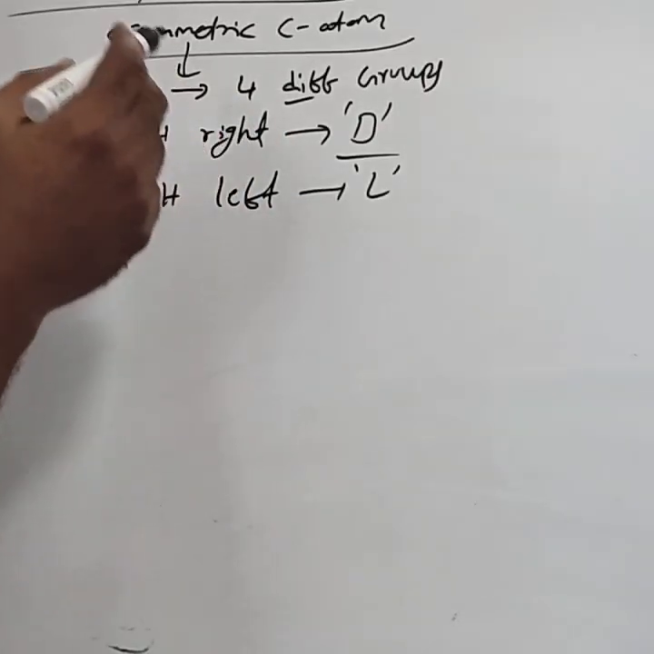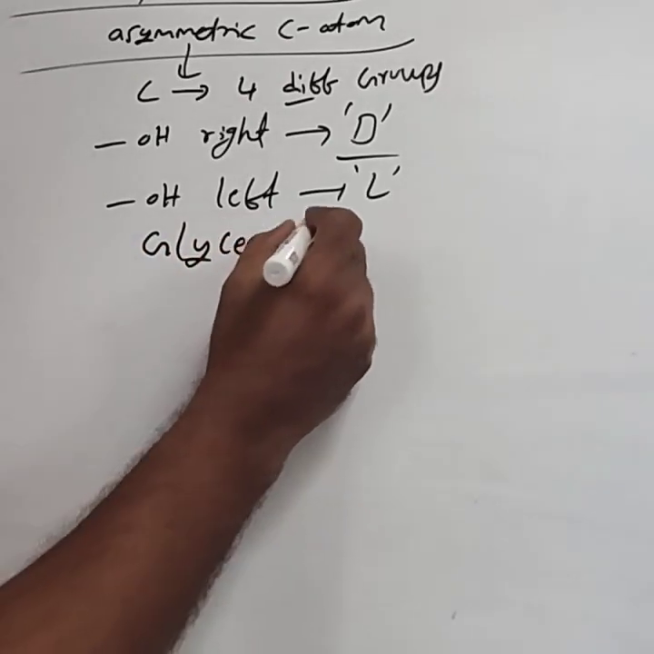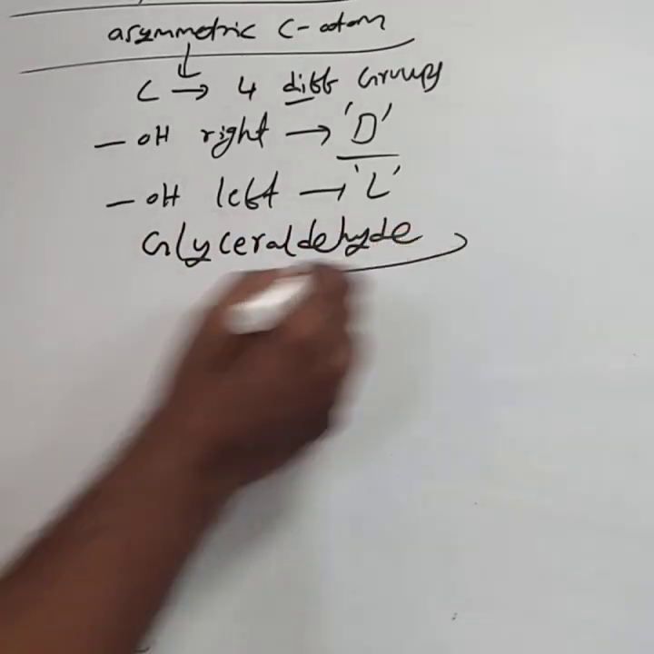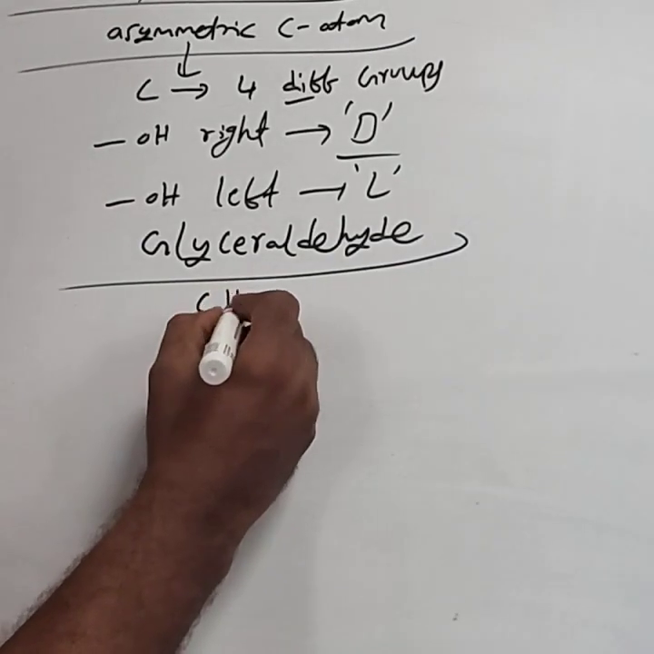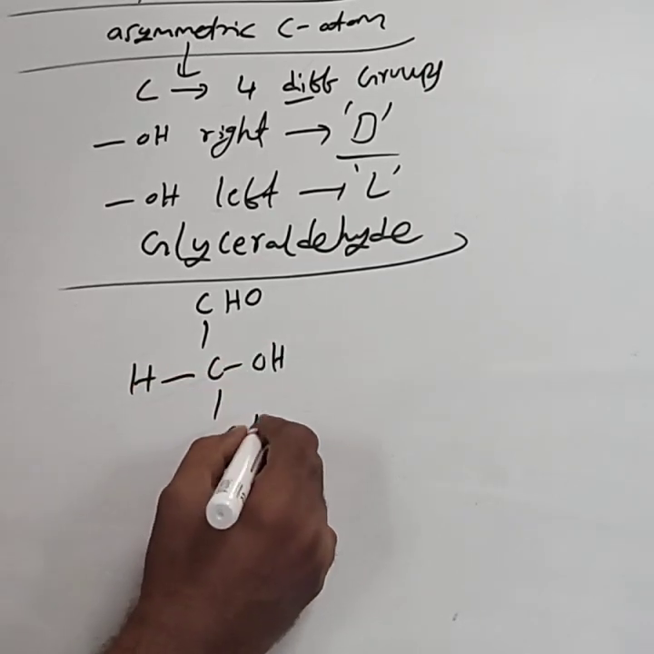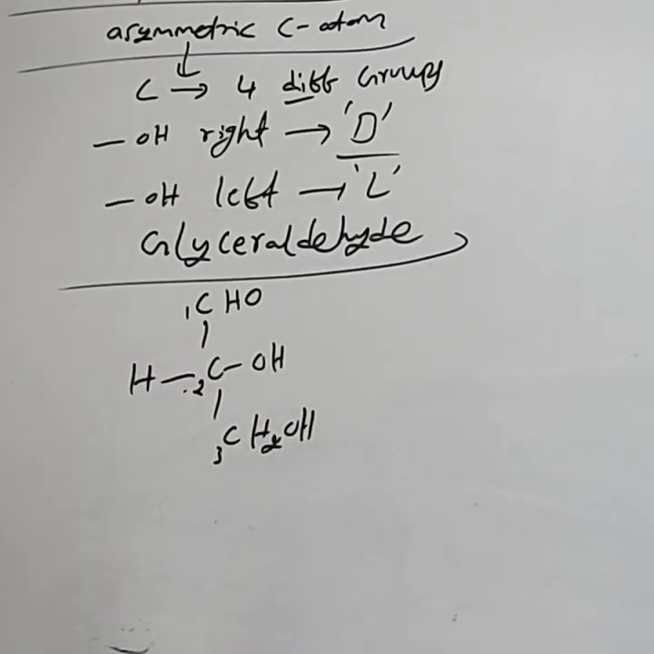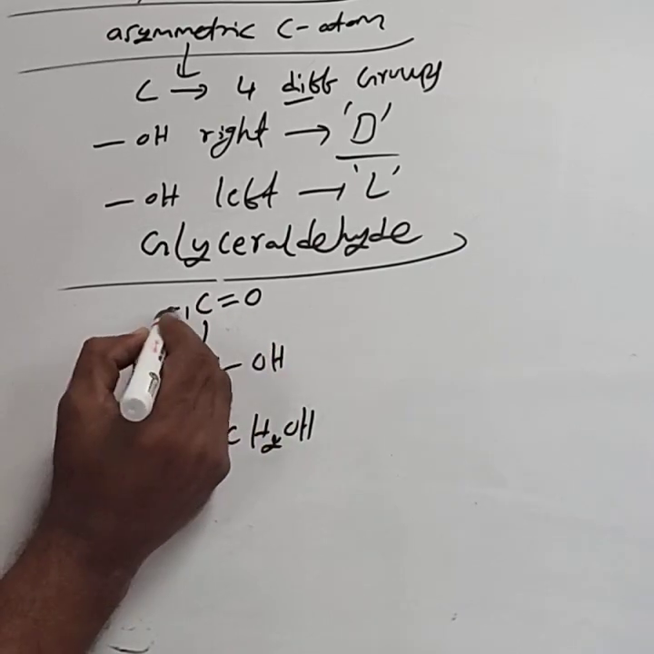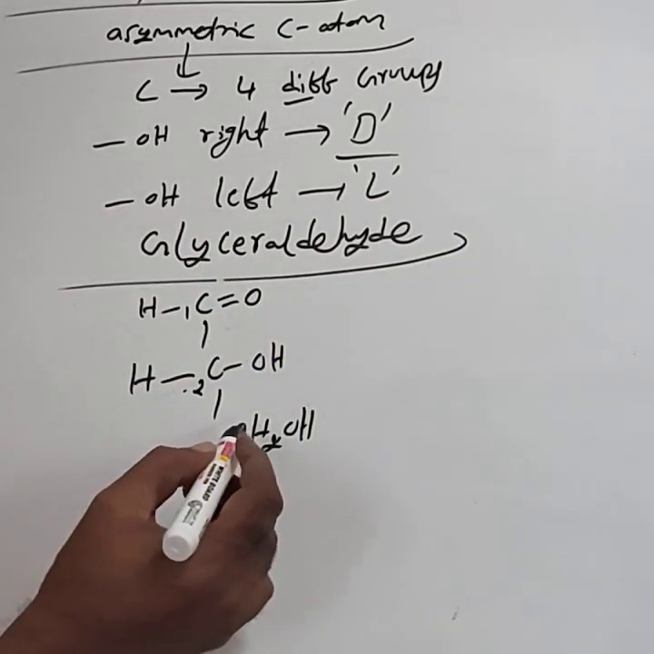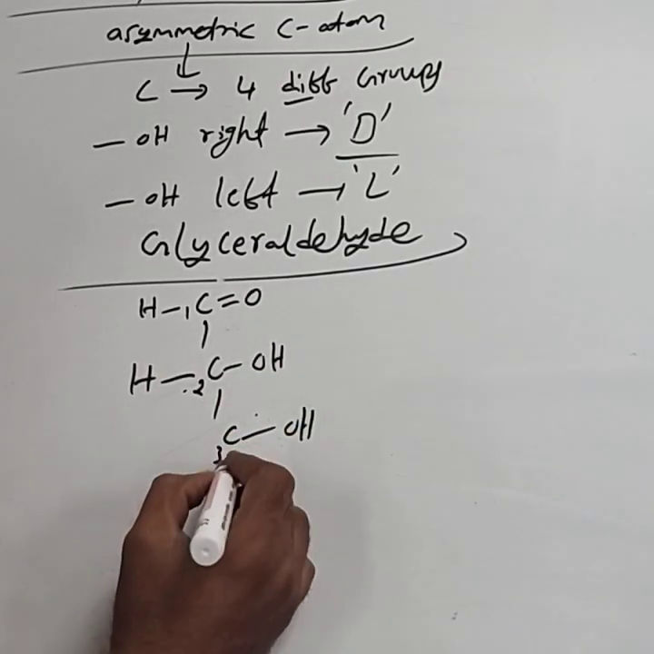Generally, the standard used to represent DL notation is glyceraldehyde. Glyceraldehyde is taken as the standard. The glyceraldehyde structure is CHO, CHOH, CH2OH. Consider the carbon numbers 1, 2, 3. CHO can be taken as C double bond O, H, and CH2OH can also be taken as CH2, OH.